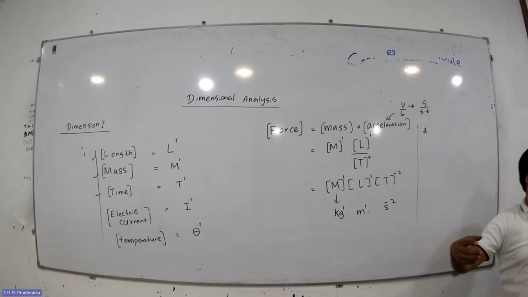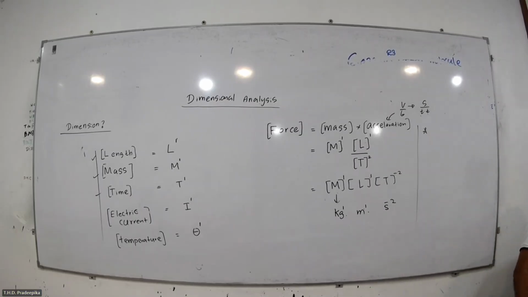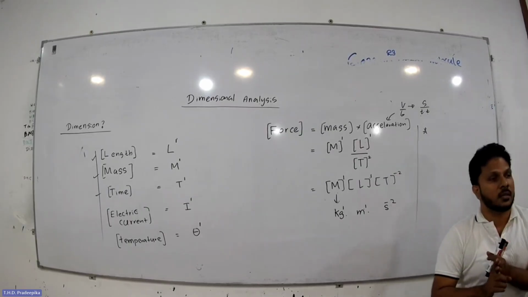Unit එක නැත්නම් dimension එක නැහැ. Unit නැති සියලුම physical quantities වල dimensions නැහැ. Strain dimensions තියෙනවද? Relative humidity dimensions තියෙනවද? Relative density dimensions තියෙනවද? No. Refractive index dimensions තියෙනවද?